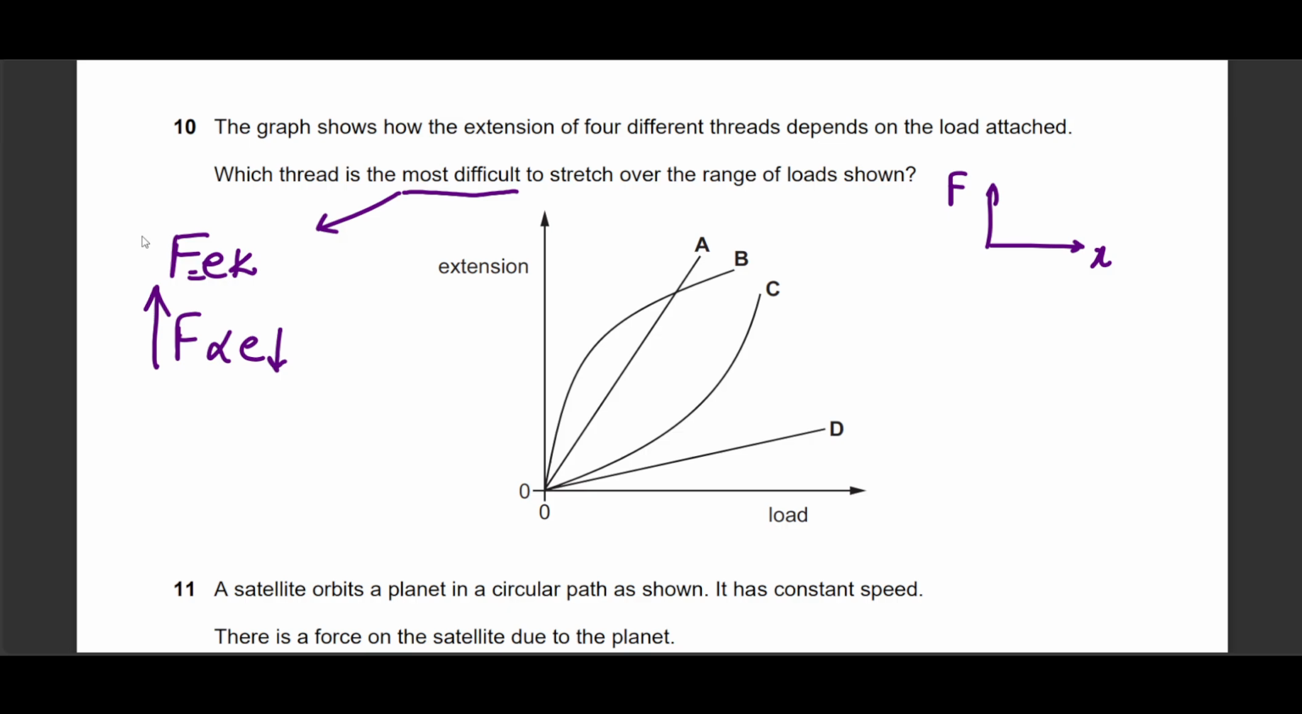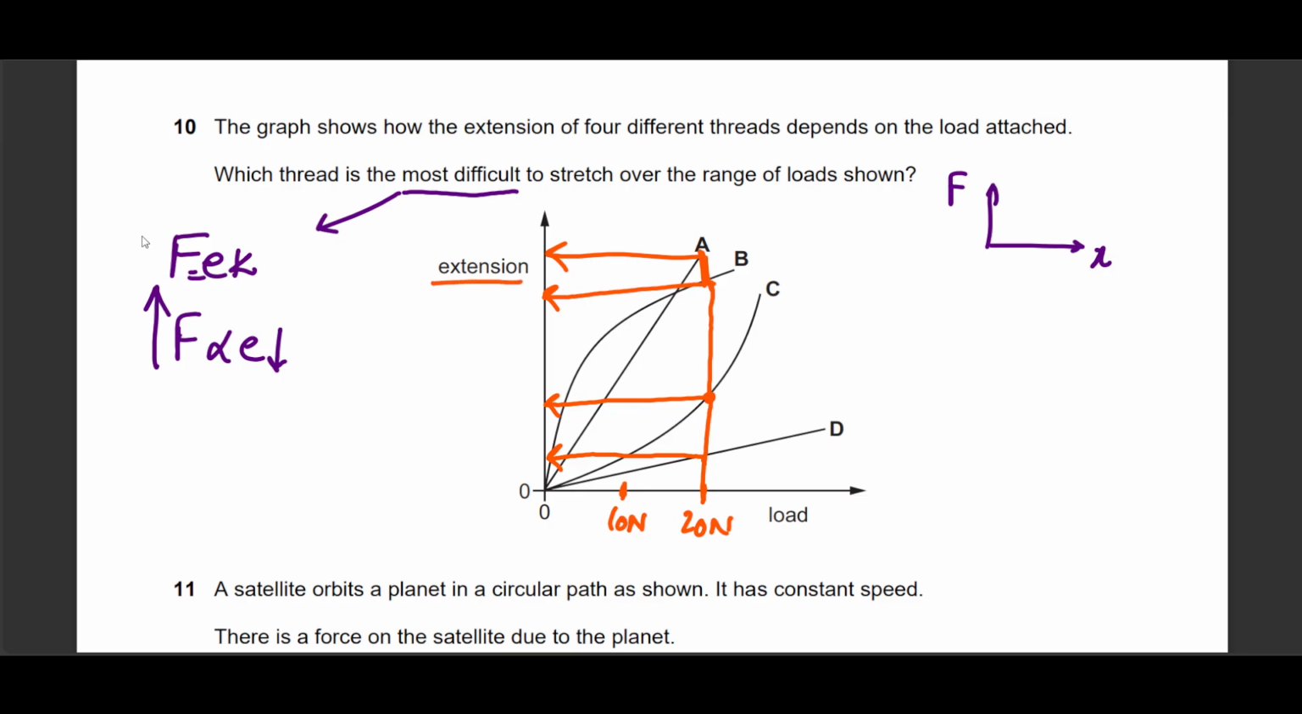Now pick any force that you want. For example, let's choose this force. Let's say that for the sake of example, this is 20 newtons. Let's say this is 10 newtons. So if we look at 20 newtons, the D strand stretches by this value. The C strand stretches by this value for the same amount of force. Similarly, B strand stretches this much, and A has almost stretched up to this point.